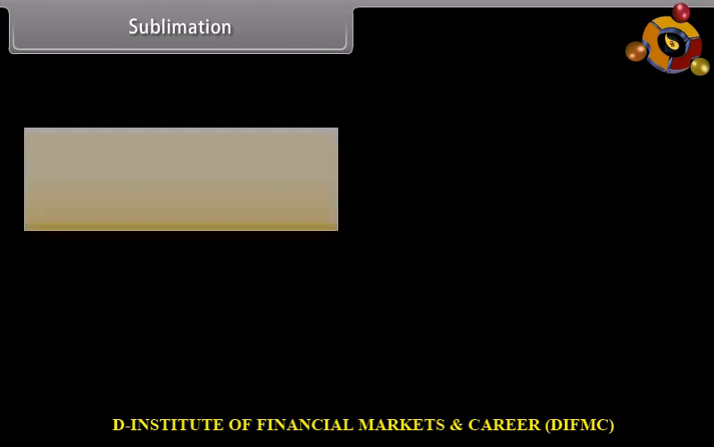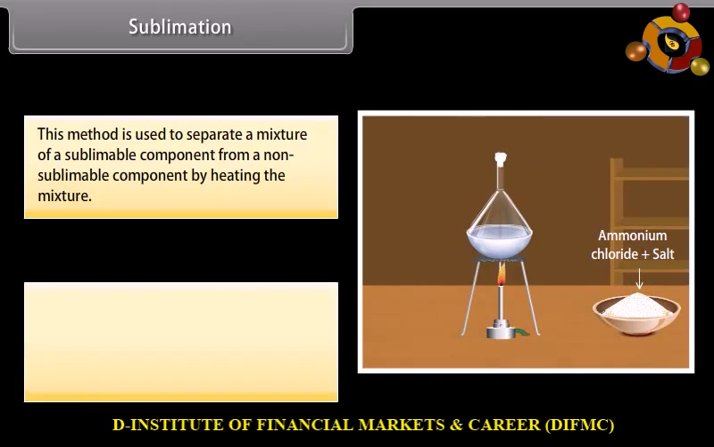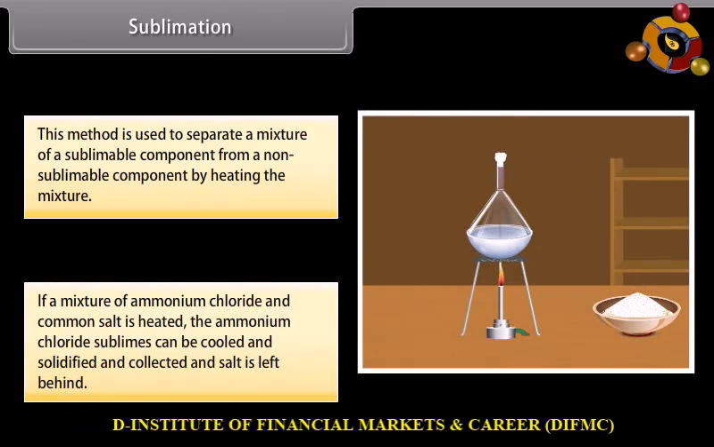Sublimation. This method is used to separate a mixture of a sublimable component from a non-sublimable component by heating the mixture. If a mixture of ammonium chloride and common salt is heated, the ammonium chloride sublimes, can be cooled and solidified and collected, and salt is left behind.